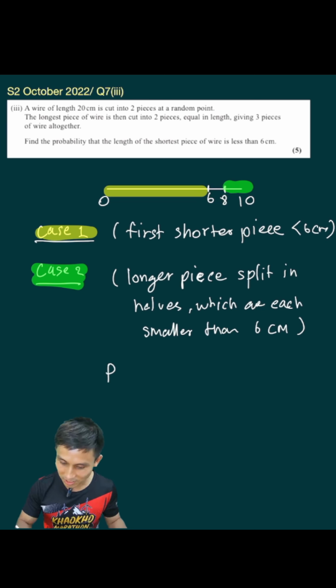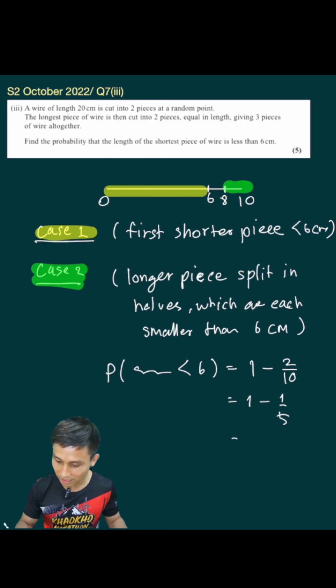So the probability that the shortest side is less than 6 is just 1 minus (8 minus 6), which is 2 over 10. And that is just 1 minus 1 over 5, which is 4 over 5.